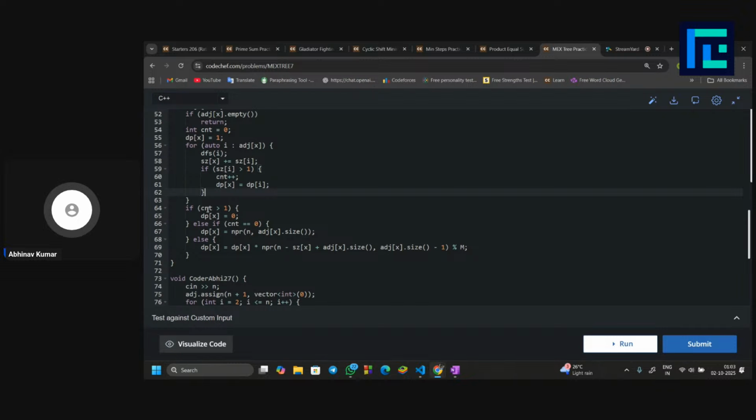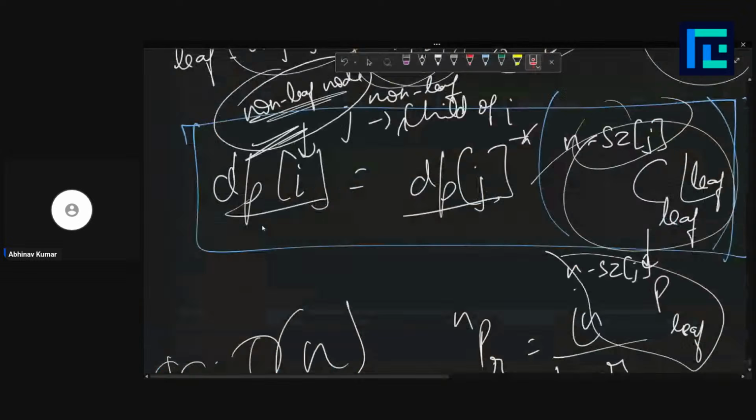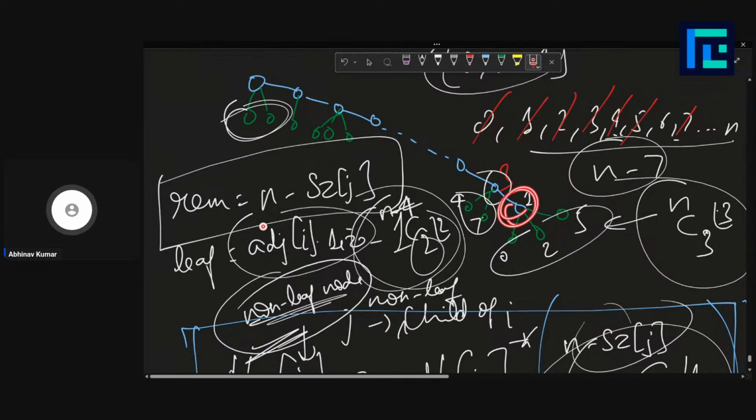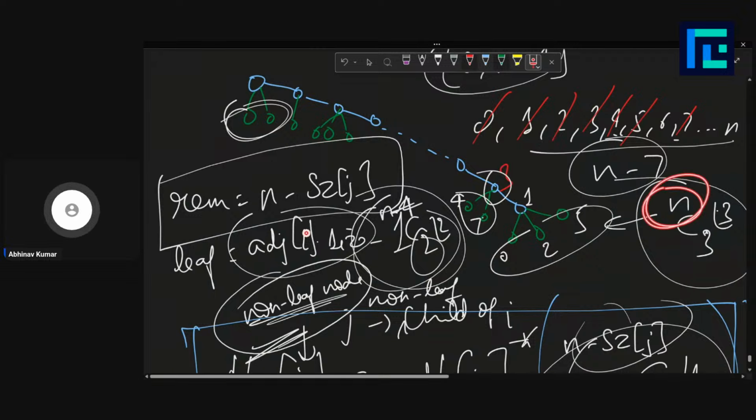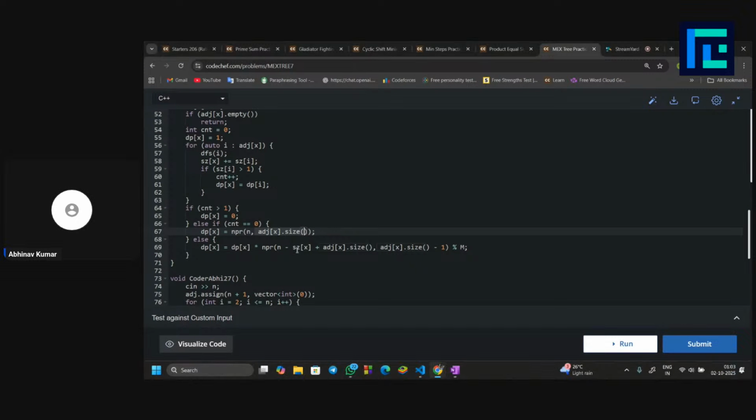Okay, and if count is greater than 1, then obviously the number of non-leaf nodes is greater than 1, so I do dpx 0. Otherwise, if count is 0, that means the number of non-leaf nodes is 0, so it is the bottommost node. For that, I will write the base case of my dp. The base case would be just multiplied by this particular NPR, so it's NPR of n and adjacency x dot size. For this, the number of available nodes is n, and the number of leaf nodes is the size of the adjacency list of this node. So NPR of n and size of adjacency list. This way I assign the base case of my DP.